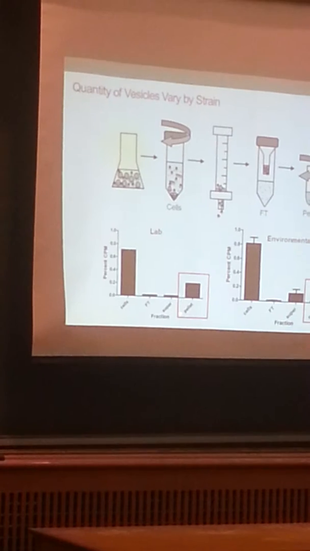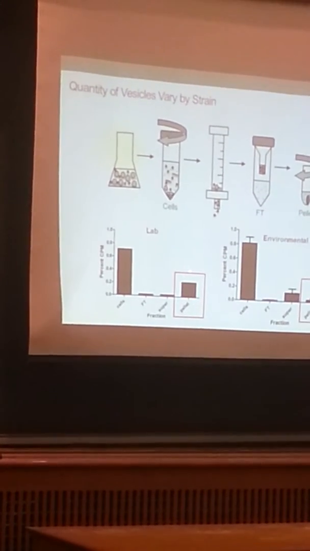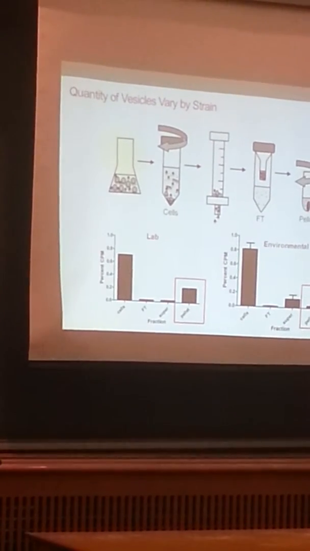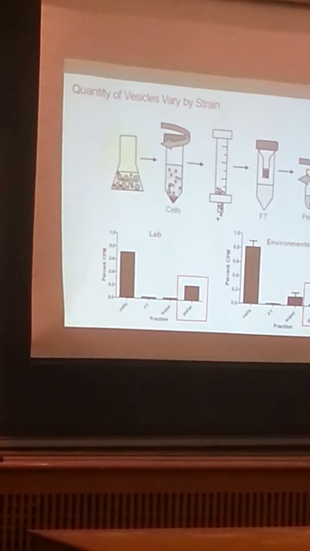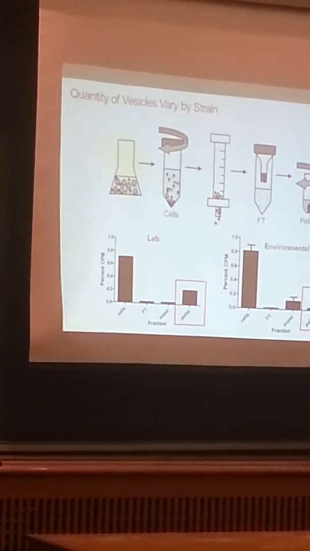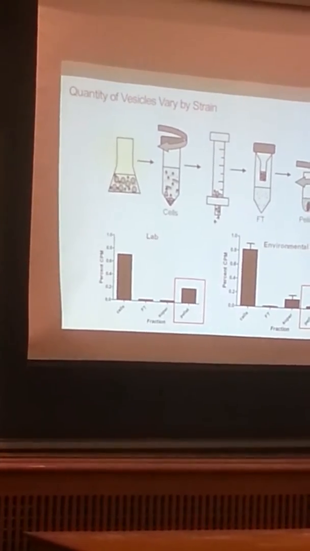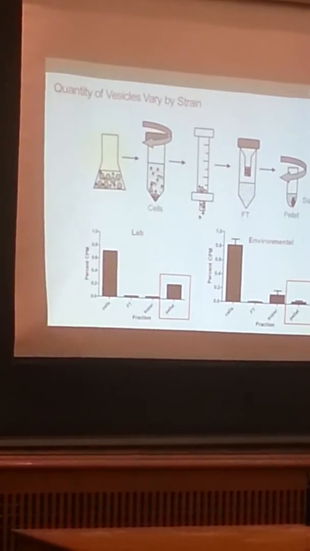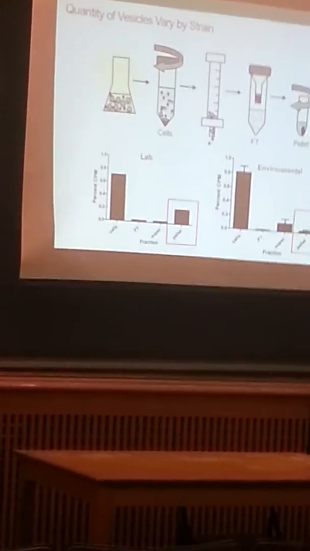And as you can see here, the lab strain has a really high level of radioactivity in the pellet compared to the environmental strain. So this is yet another piece of data that suggests that these are making various amounts of vesicles.